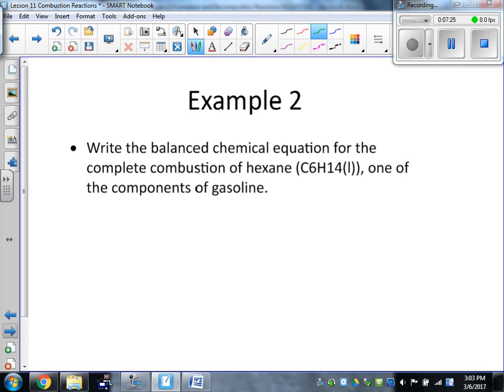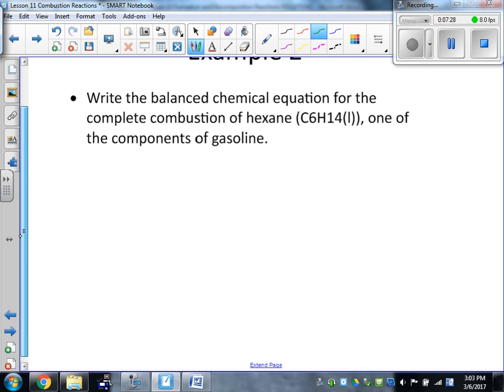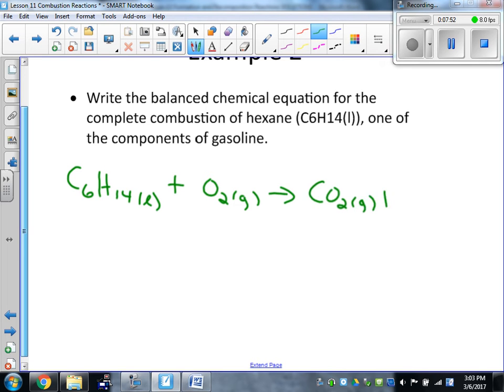Hexane, C6H14. Write out the balanced chemical equation. So here we go. They tell me that that one's a liquid. Okay, so I'll put an L there. Plus oxygen, always plus oxygen. Combustion plus oxygen. The products, of course, are always carbon dioxide, CO2, and H2O. Both of those will be a gas, always. Okay?